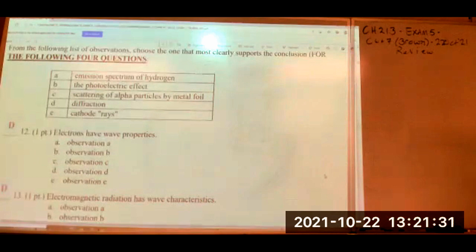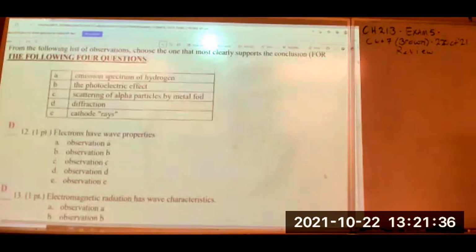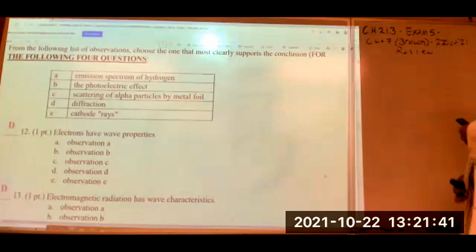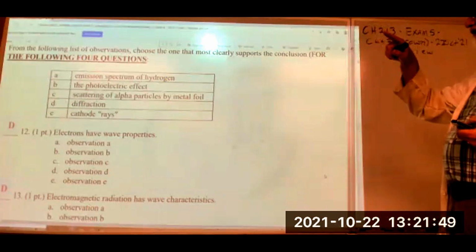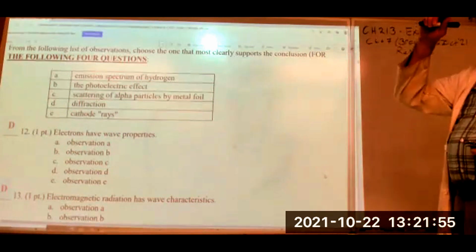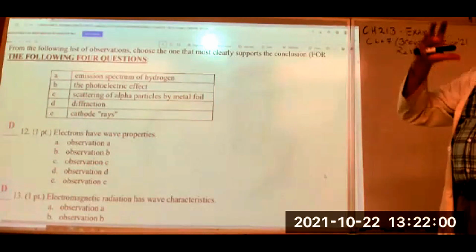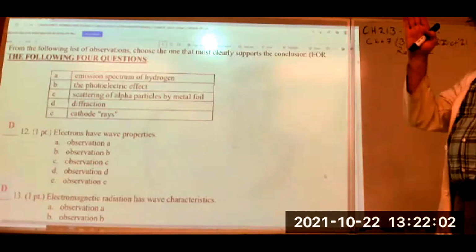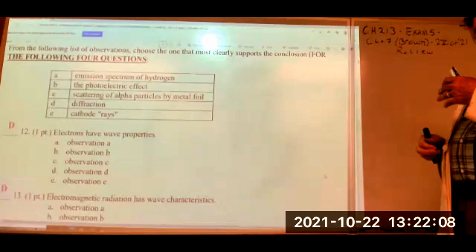Let's see, 12, 13, 14. Electrons in atoms have quantized energy. Right? Yeah, quantized energy. This is a good one here, emission spectrum of hydrogen. If the energy is quantized, then only certain wavelengths can be emitted. And that's where you get the line spectrum of hydrogen. And that's based upon the restricted movement of the electron in that space outside the atom. It can only move to certain positions. And when it does, it either absorbs light or emits light.